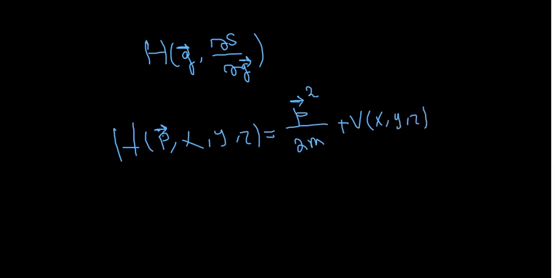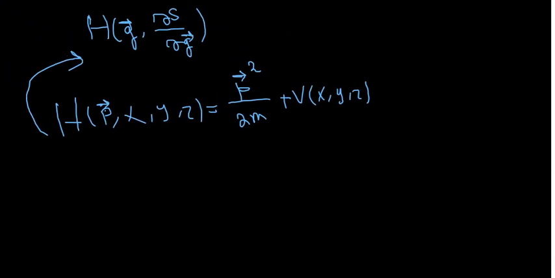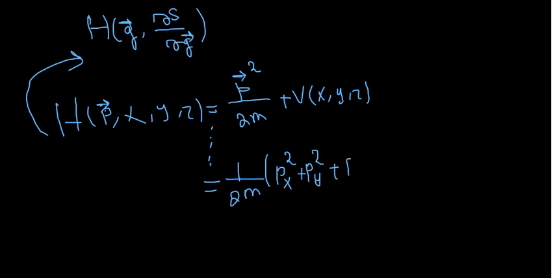We need to write this down in the above form to make the substitution easily. First of all, we have to write out this dot product: 1 over 2m times px squared plus py squared plus pz squared, plus V as a function of x, y and z, right?